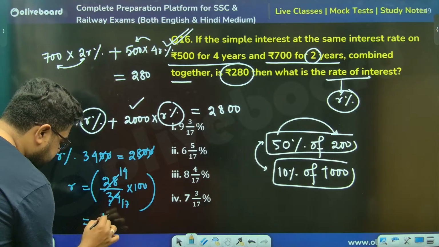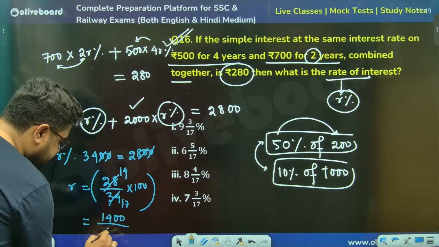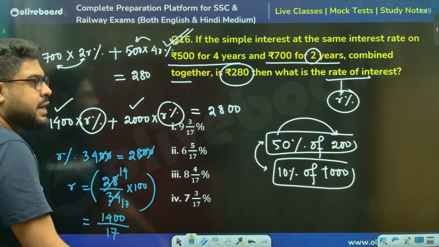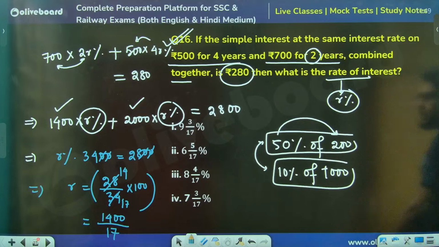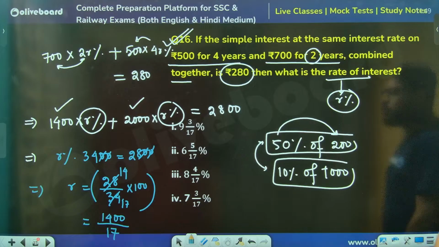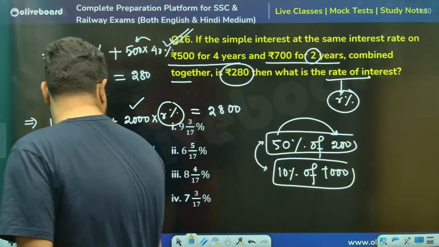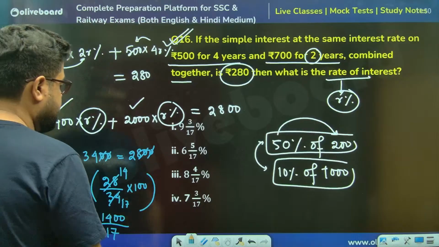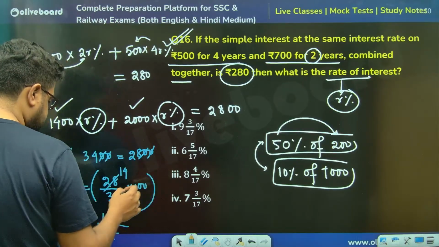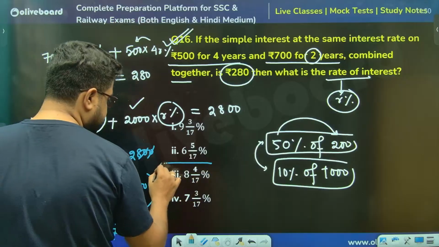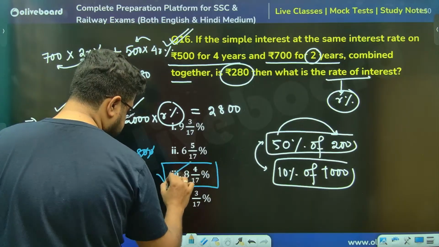So देखो, 1400 divided by 17, sir. 1400 divided by 17, sir. How much is the answer? You just calculate. Sir, 14, 17, sir, 8 for 17, sir 136, right? 136. तब तो ये होगा आंसर. Option 3 will be the answer.